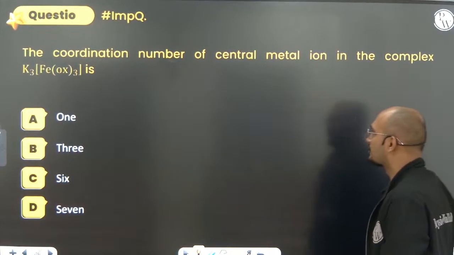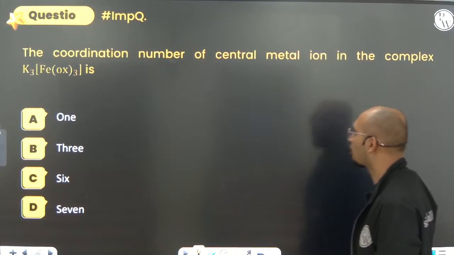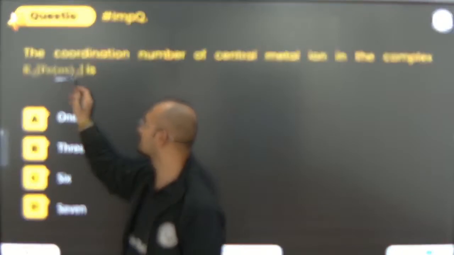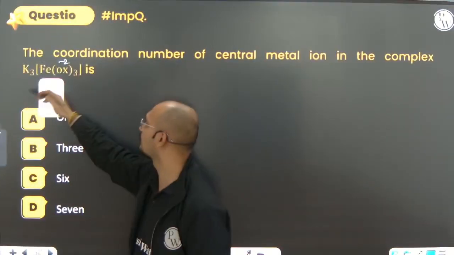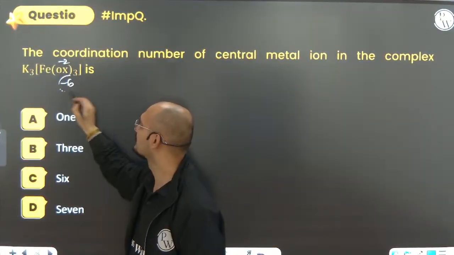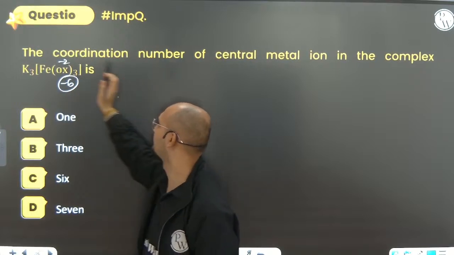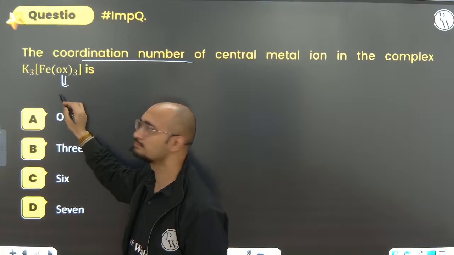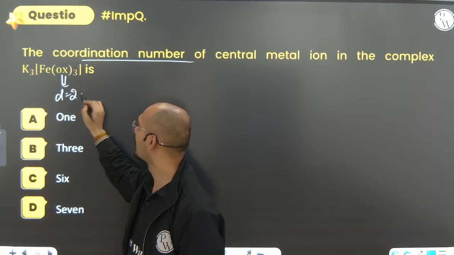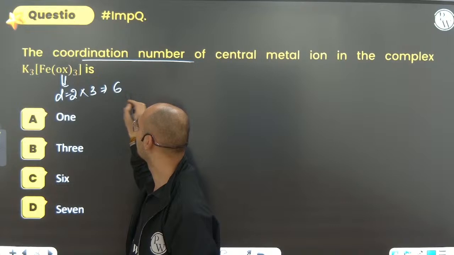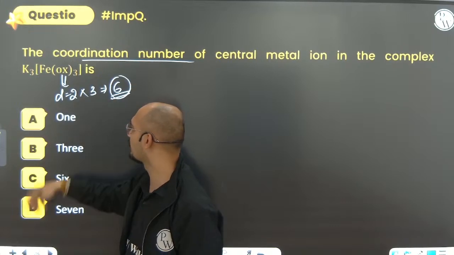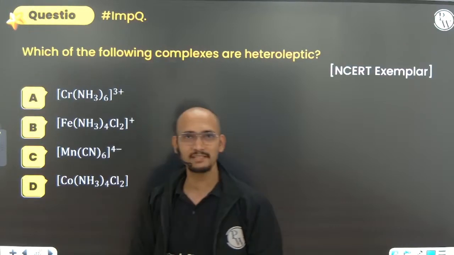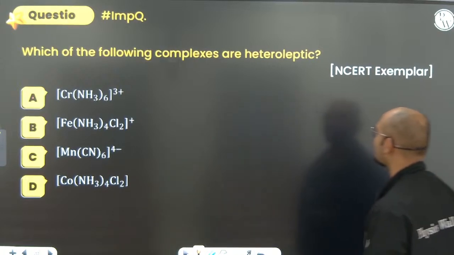Next, the coordination number of central metal ion in the complex. Can you see? Oxalate. Oxalate is how much? -2. Overall how much? -2 into 3. That is -6. So, why am I doing this? Coordination number it is asking. So oxalate has how much of the denticity? Denticity is how much? 2. How many of this is there? 3. Therefore, how many of the bonds it will form? 6. So what is the coordination number? 6. Option 6.